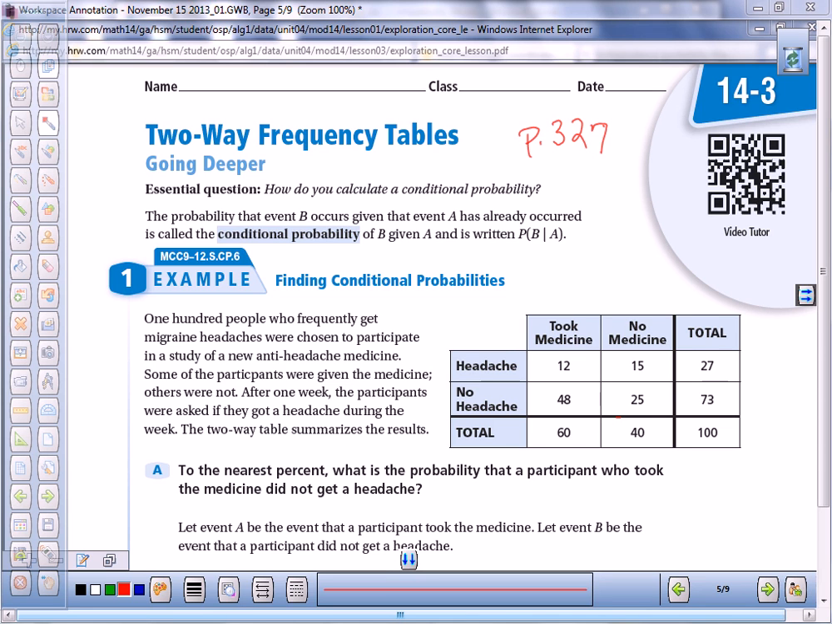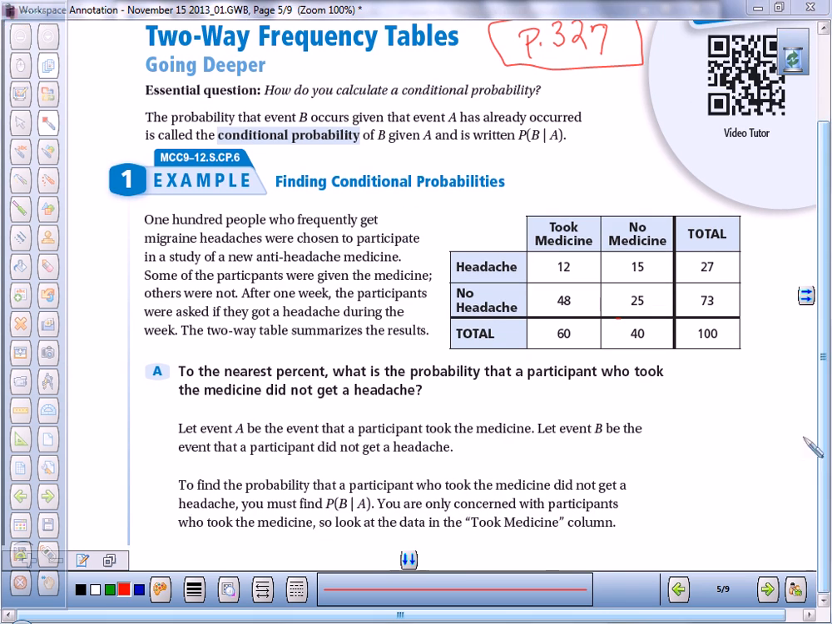Everybody gets it. Okay, so today we're going to look a little more in depth into two-way frequency tables, and we're starting out on page 327 in our workbook. That's actually like 6 pages. No, that rhymes. So what we have here in this first example is a little concentration on conditional probability.